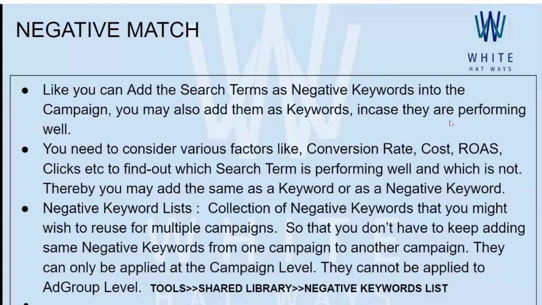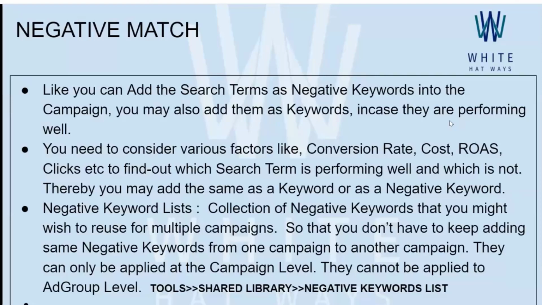And you need to consider various factors like conversion rate, cost, ROAS (return on ad spend), clicks, etc., to find out which search term is performing well and which is not. Thereby, you may add it as a keyword or as a negative keyword. Whichever term is performing well, you may put it as a keyword. Whichever is not performing well, you may put it as a negative keyword.